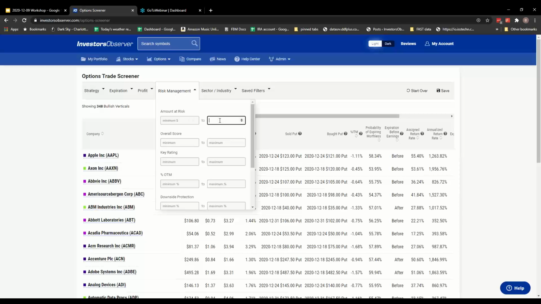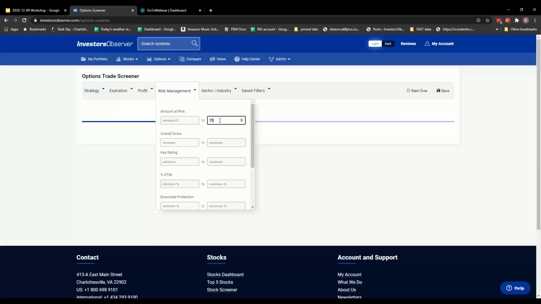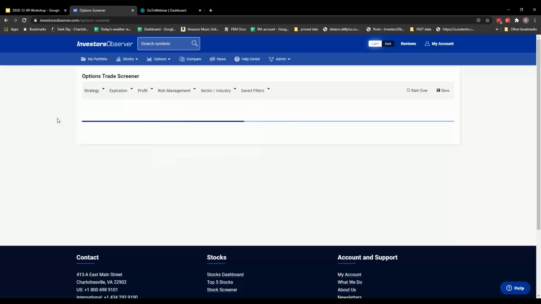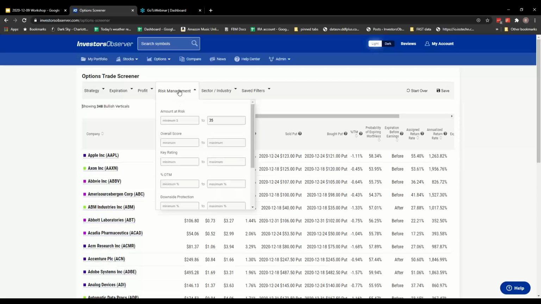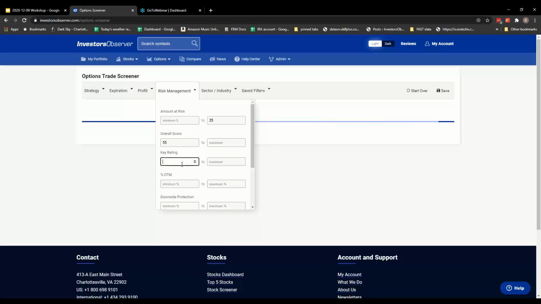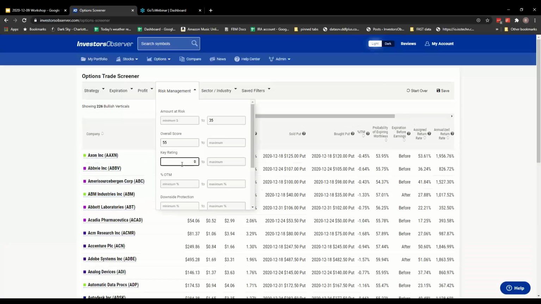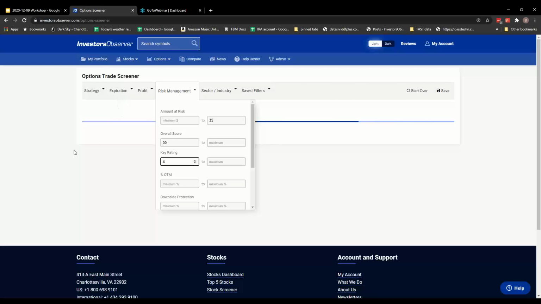The amount at risk kind of matters here. Something like 35 or 40 is usually as high as we go. And then you can also look at the overall scores. It doesn't need to be super high here because we don't actually need the stock to go up. So I like to find something that's just a bit above average or better. And then key ratings, I usually just look at the 4s and the 5s.